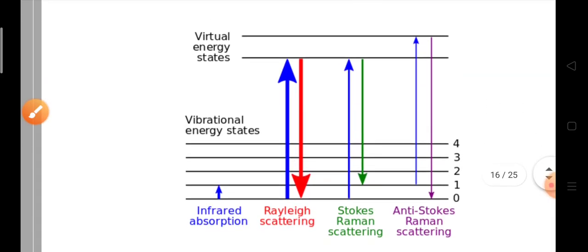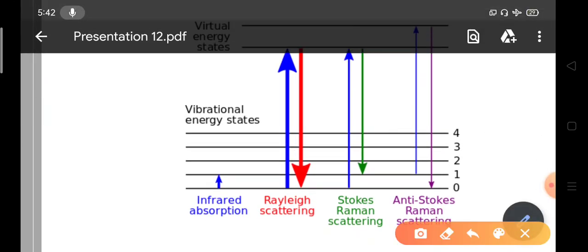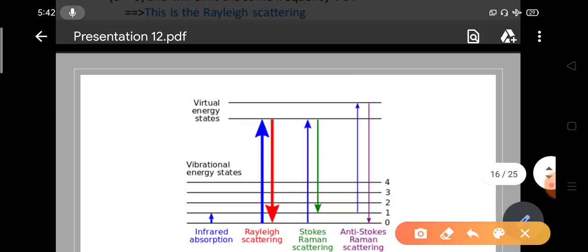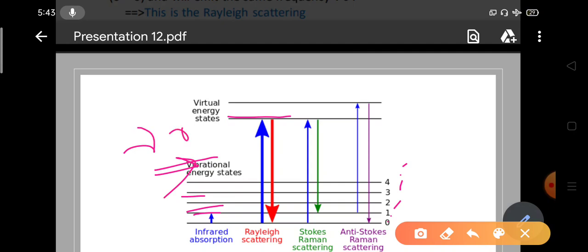And this is the Rayleigh scattering. Here suppose this is our ground electronic state, and this is the virtual energy state. Within the ground electronic state there are several vibrational states, 0, 1, 2, 3, 4, these are all vibrational states. Now there is an incident light with wavelength lambda naught or frequency nu naught.